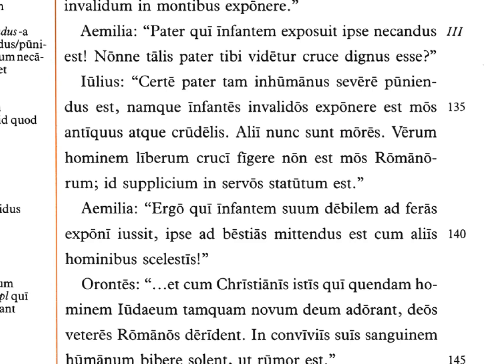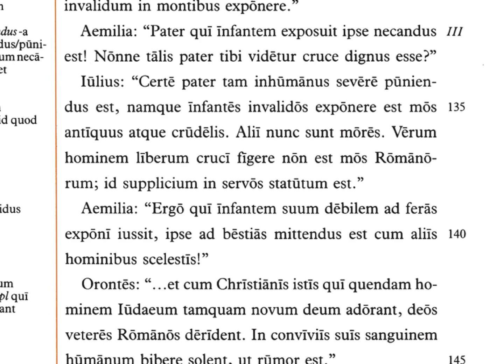Verum hominem liberum cruci figere, but to fix a free man on the cross, that is to crucify a free man, non est mos Romanorum, is not the custom of the Romans. Id supplicium in servo statutum est, that punishment has been established against slaves. This is to say, if you're a Roman citizen, then you could not be tortured and you could not be put to death. The only exception would be maybe if you were found guilty of treason. Maiestas is usually what they call that. And if you're guilty of treason, acting against the state, then sometimes you are no longer considered to be a citizen, so you could be put to death.